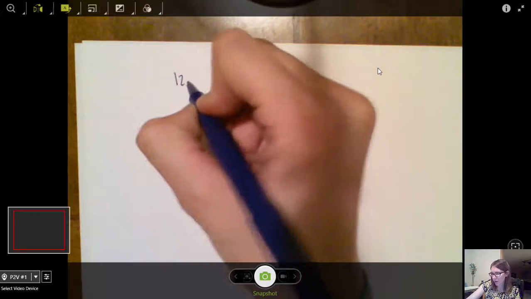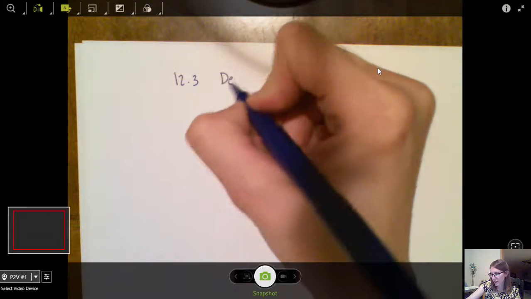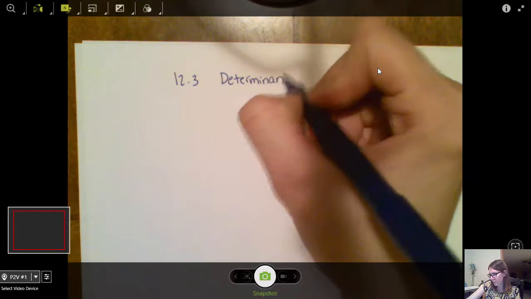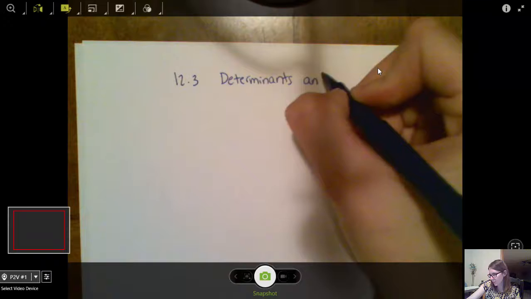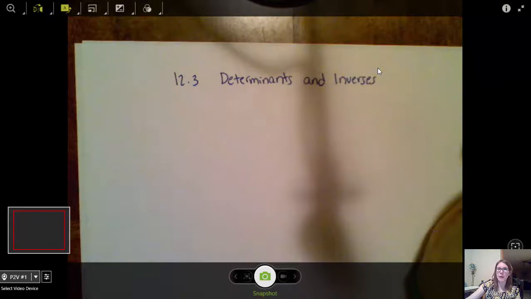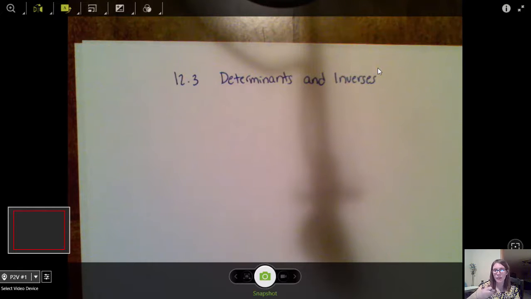Section 3 in Chapter 12 is determinants and inverses. We're going to start talking about inverses first, and then we'll go into determinants. So first of all, let's think back to what we know about inverses. An inverse is something that undoes another thing.